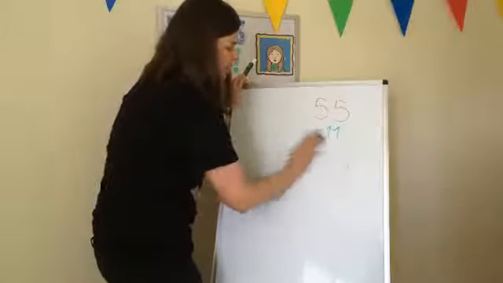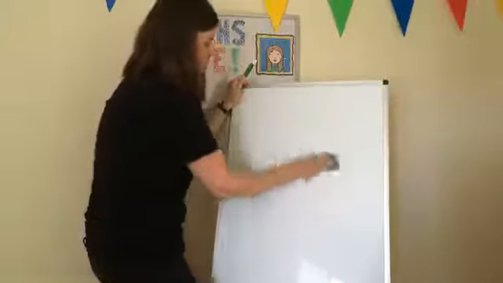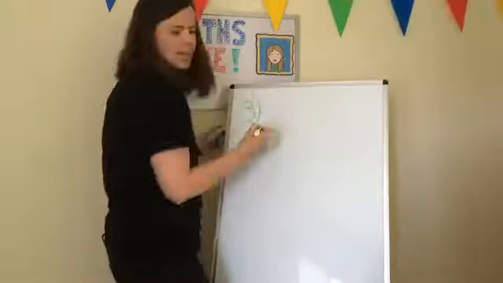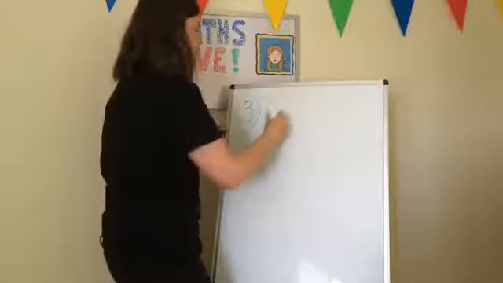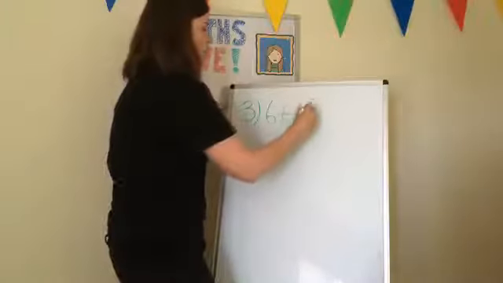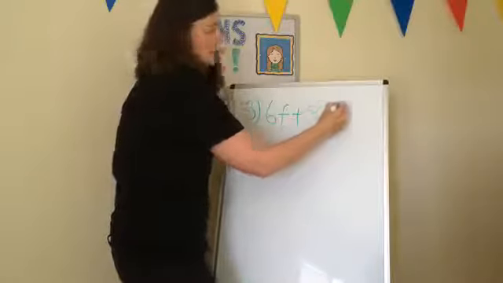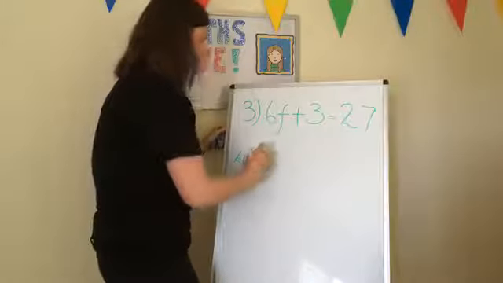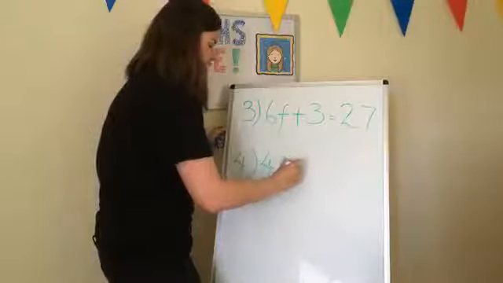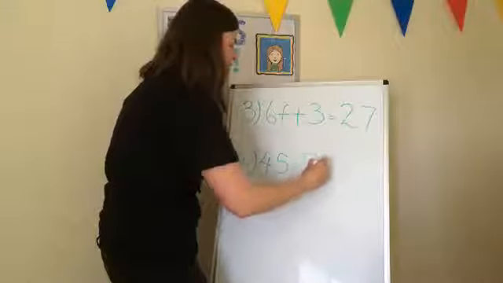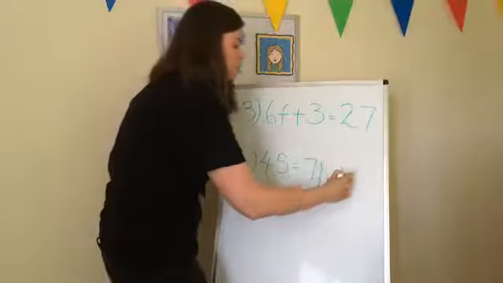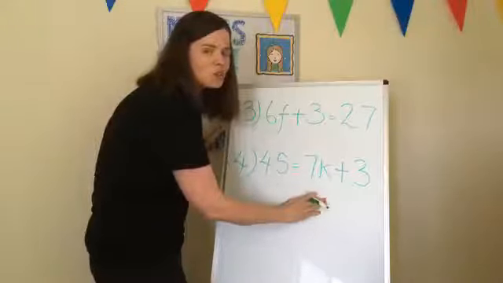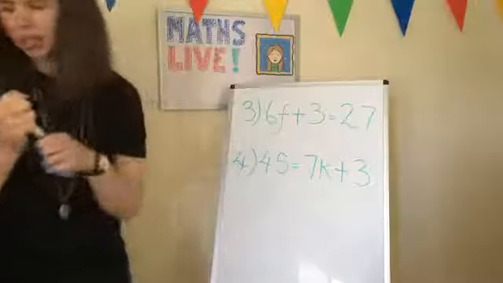Right, next two. Obviously going to make them a bit longer this time. So number 3 is 6F plus 3 is 27. And number 4 is 45 equals 7K plus 3. Don't worry about this. I've only done one thing differently, so don't worry about it. See what you can spot.